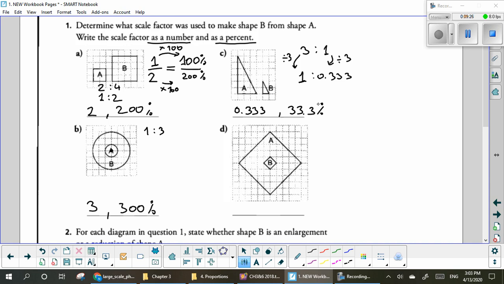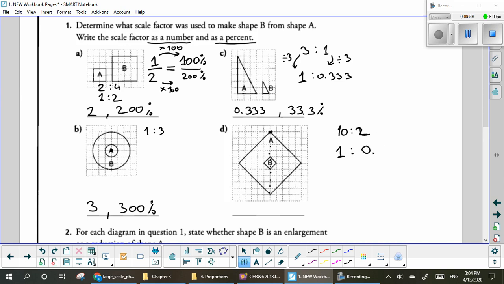Last one, it looks like it's a square, but we're looking at it as a diamond shape. I'm going to look at it in terms of a diagonal. So I'm going from up here all the way down, and that's going to give me a comparison. If I count 1, 2, 3, 5, 6, 7, 8, 9, 10. So 10 for the original, and just 2 for B. So again, we have to reduce the original so it's just 1.